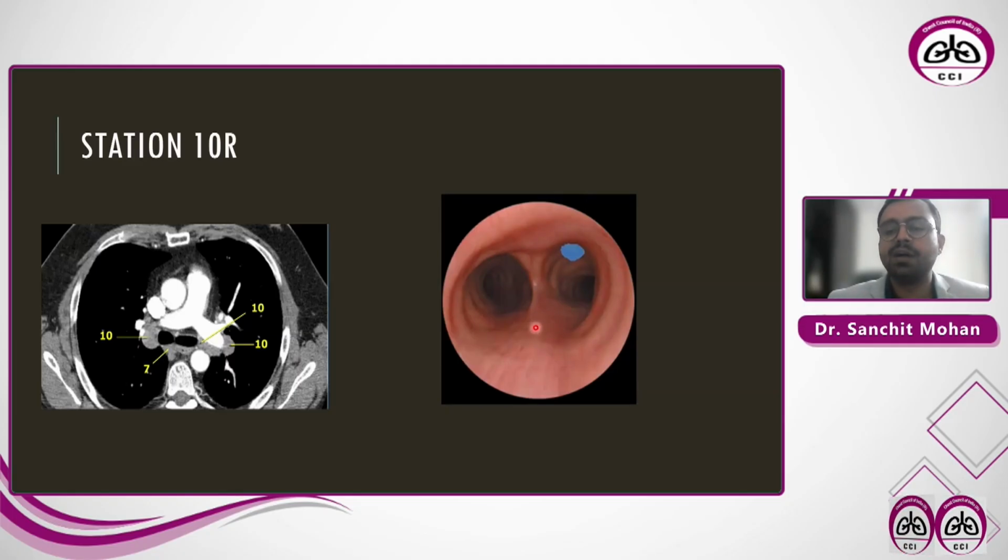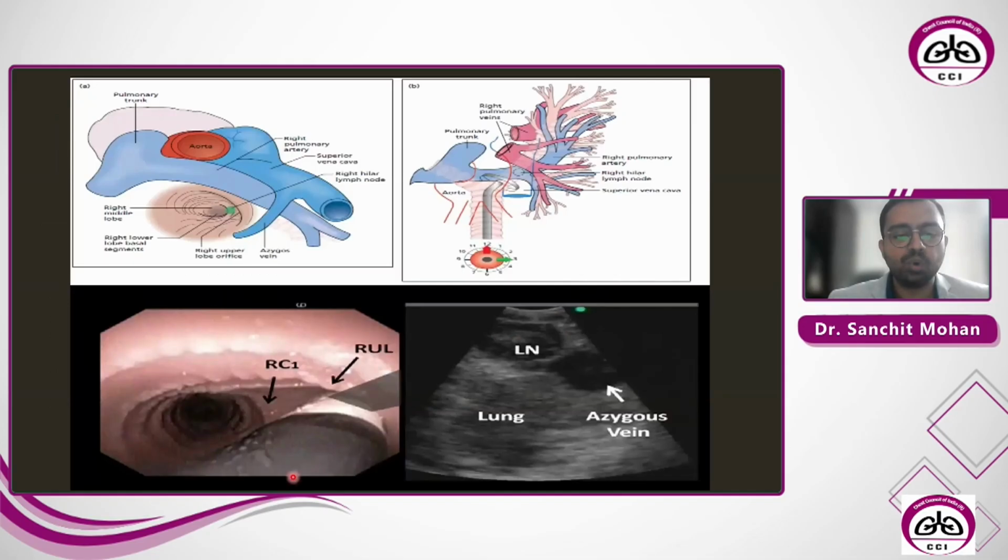So what you have to do is you have to come to the carina, screen for station 4R, then at the lateral aspect, then go down. You will be able to see the azygous vein. And when you are able to see the azygous vein, just proceed your scope further distally into the right upper lobe bronchus. So what do you see? This is the scope entering into the right upper lobe bronchus just below the azygous vein.